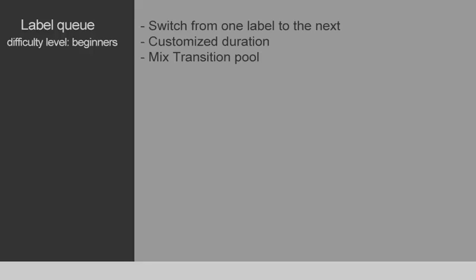In this tutorial, we're going to talk about the label queue. The label queue allows you to very easily switch between text and labels. You can also customize the duration of each text field, as well as mix in transitions.